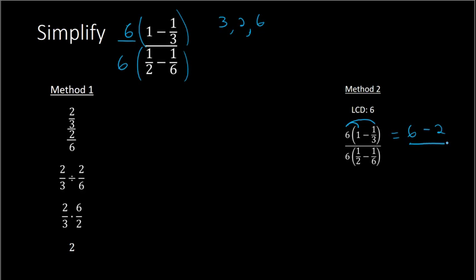So on the top we have 6 minus 2, and on the bottom 1/2 of 6 is 3, and then 1/6 of 6 would be 1. So what we have is 6 minus 2 over 3 minus 1, which would give us 4/2, which would equal 2. So notice both methods will give us the same solution. And I would argue that typically speaking, method 2 would be the simplest approach. But again, it's kind of preference. So whatever is easiest for you, you can use that method.